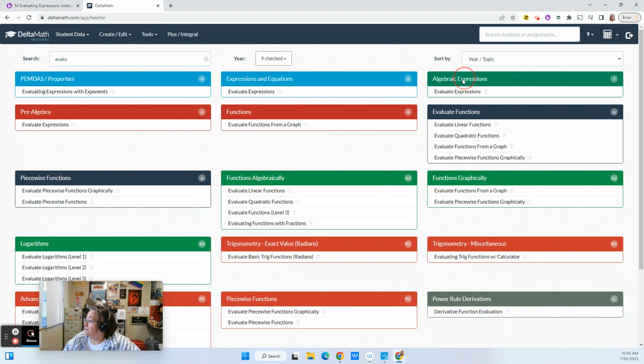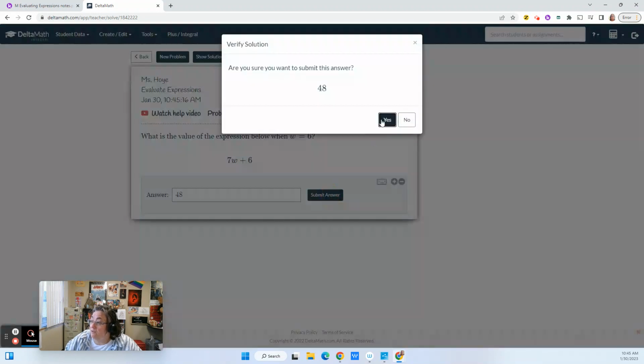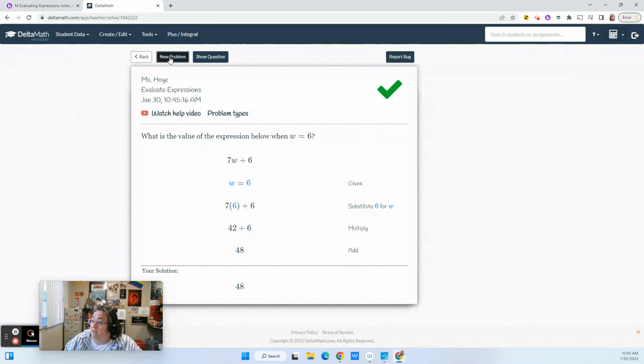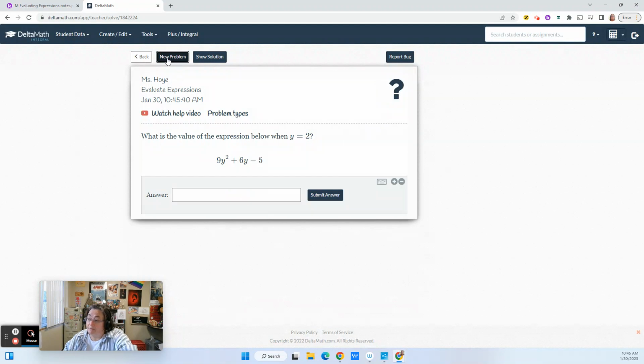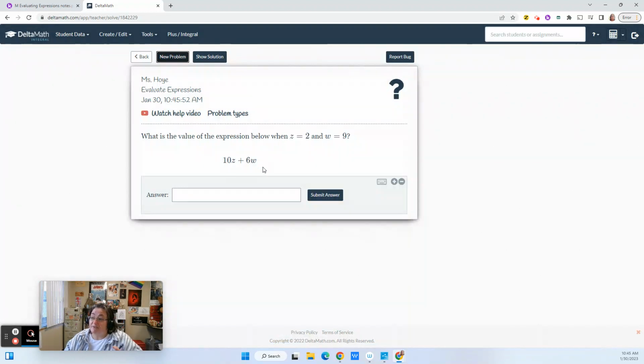Where's my 7th grade evaluate expressions? So all you're doing, if you look at these, none of the ones you're going to be doing in your homework are all that complicated. Like here it says make W 6, so you'd multiply 7 times 6 is 42, plus 6, 48. So you might need paper to do it, but none of them are going to be all that complicated. They're pretty much one variable. Sometimes, like in this case, you have to square one of them. Here we've got 2 variables, but it's still fairly basic.